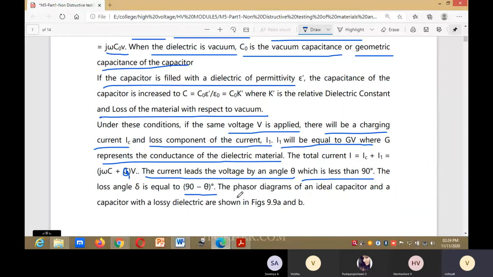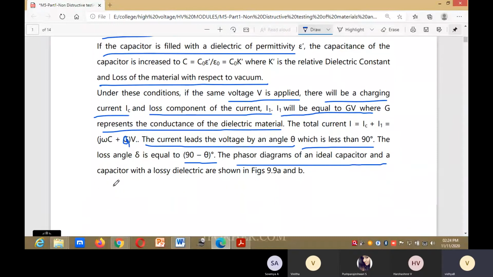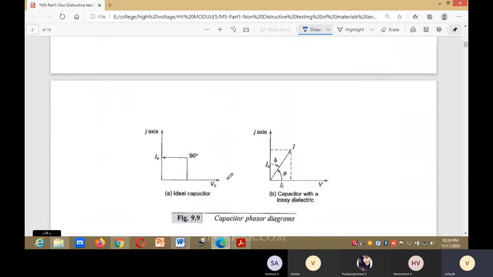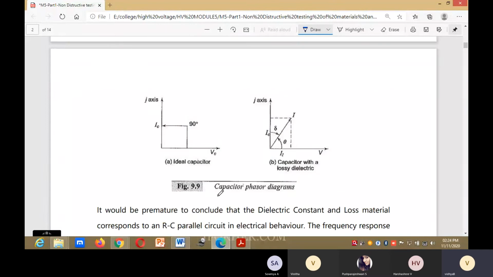The phasor diagram of an ideal capacitor and a capacitor with a lossy dielectric is shown in figure 9.9, capacitor phasor diagrams. This is the ideal capacitor and this is the capacitor with a lossy dielectric. You can observe here theta, the angle between the voltage and current, is less than 90 degrees.